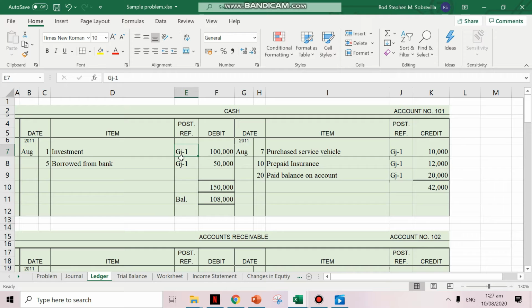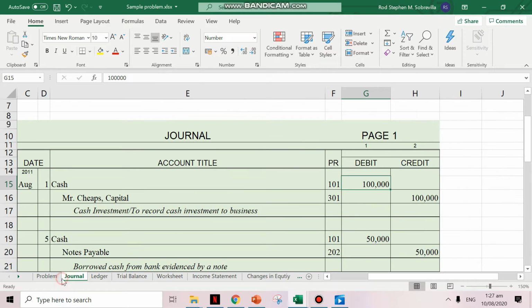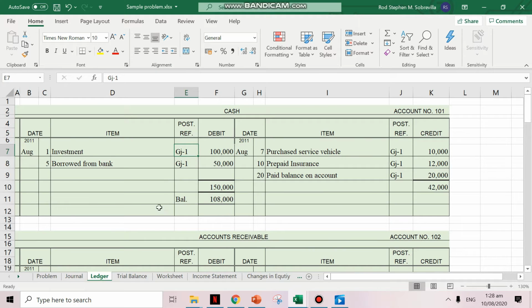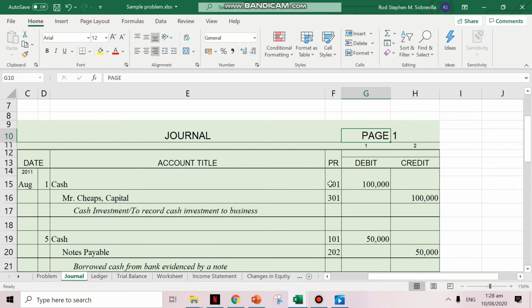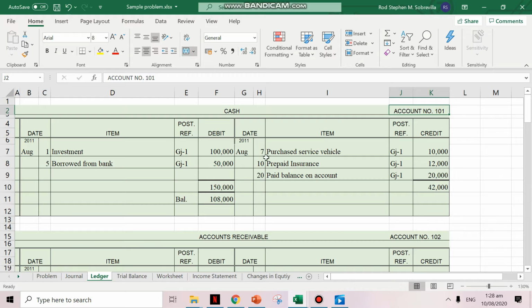So, general journal. Anong page ulit siya? Siyempre, galing tayo sa page 1. Isang page pa lang naman ang nasasakop natin. And then, after nyo dito mag-post reference, saka nyo dito ilalagay yung account number niya, which is 101.